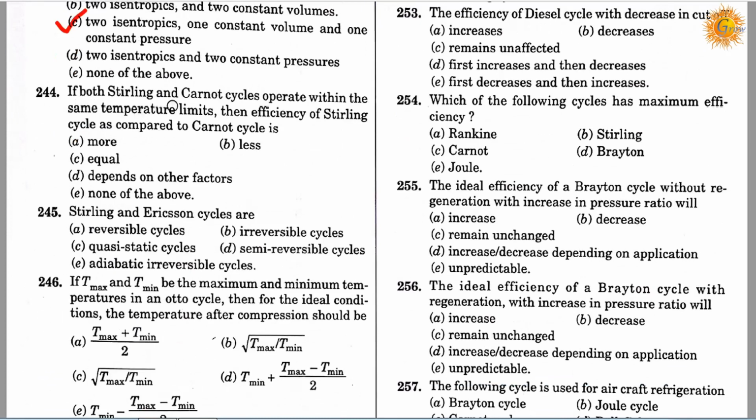Question number 244. If both Stirling and Carnot cycles operate within the same temperature limits, then the efficiency of the Stirling cycle as compared to Carnot cycle is: option A, more; option B, less; option C, equal; option D, depends on other factors; option E, none of the above. So the correct answer is C, it's equal.